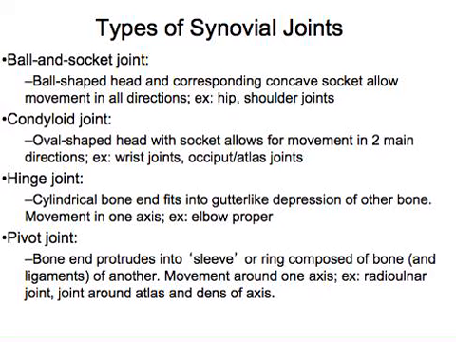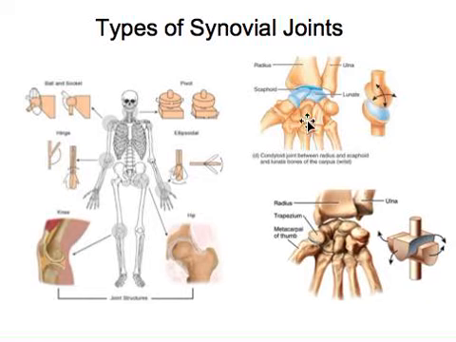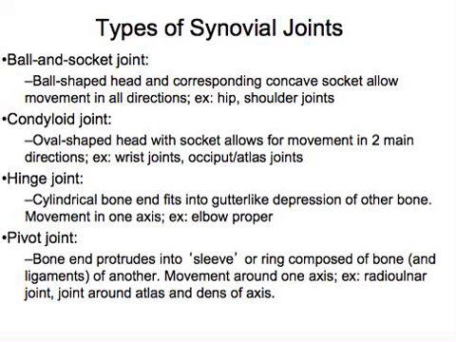Then we've got the condyloid joint, an oval-shaped head with a socket that allows movement in two main directions. They're right here. Mainly the wrist joints are like that. With the wrist, you can't really turn it around in circles easily, it crackles and stuff. But you can bend it forward and backwards and sideways. So that's a condyloid joint.